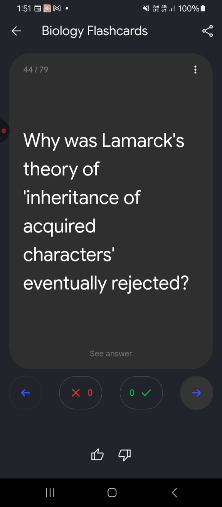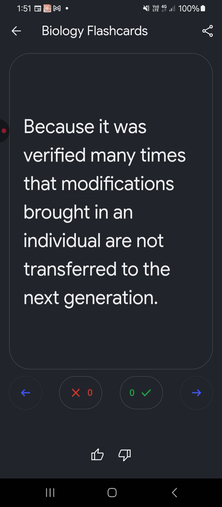Why was Lamarck's theory of inheritance of acquired characters eventually rejected? Because it was verified many times that modifications brought in an individual are not transferred to the next generation.